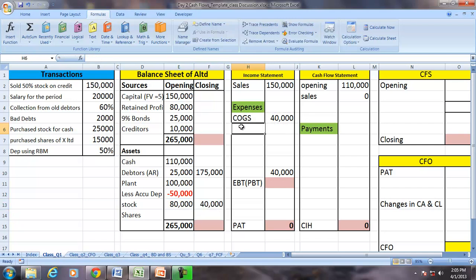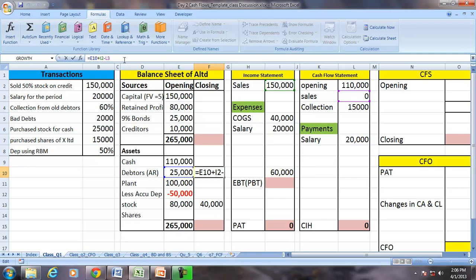Salary for the period is 20,000, and let us assume that we pay the salary fully for that period. Collection from the old debtor is an inflow of cash, and you're collecting 60% of the old receivable, so the old receivable or debtors will reduce by 60%. So we can see the change in the debtor: opening debtor plus sales minus cash sales minus collection is the closing debtor.